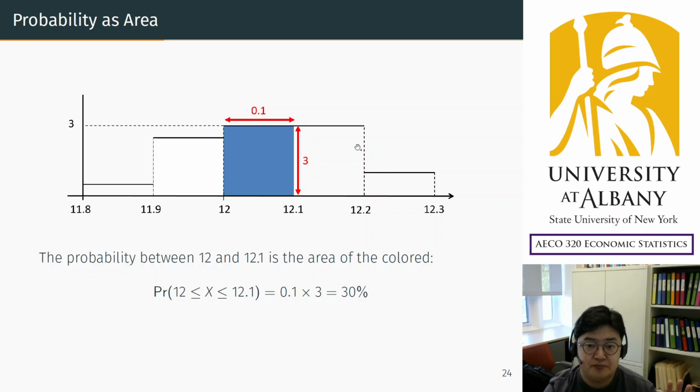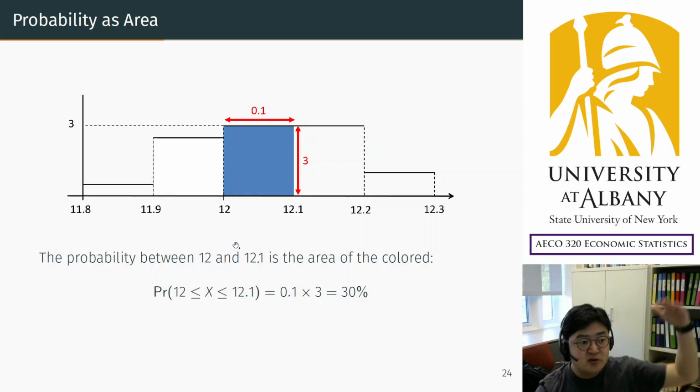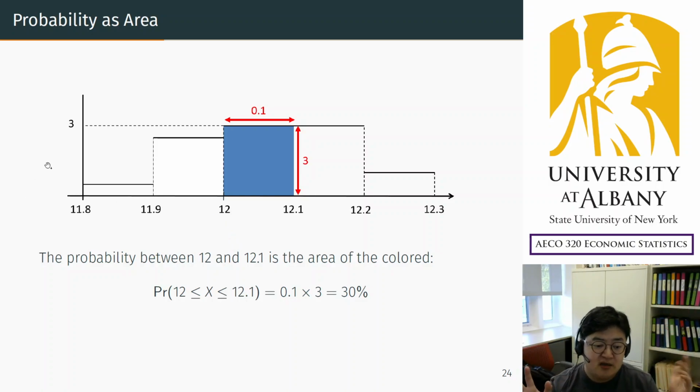That means this interval contains more probability than another interval that has the same length. Length is the same, but heights are different. So by adding another dimension, the height dimension, you can make the probability more flexible.